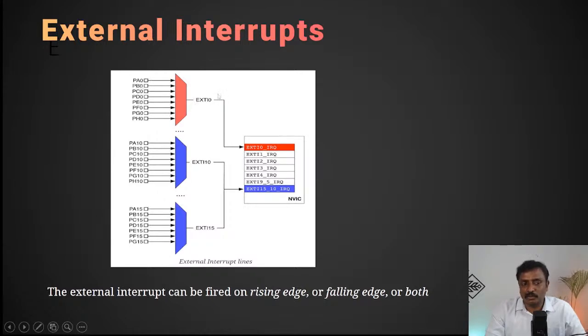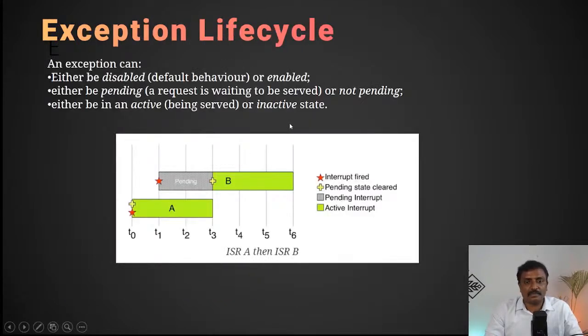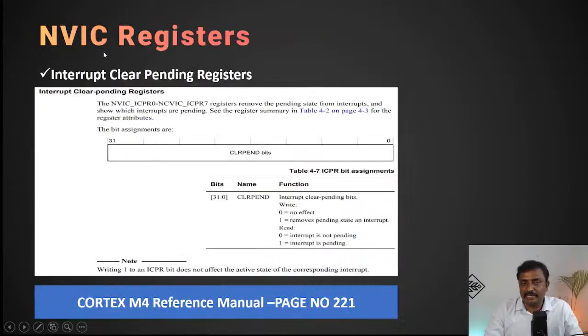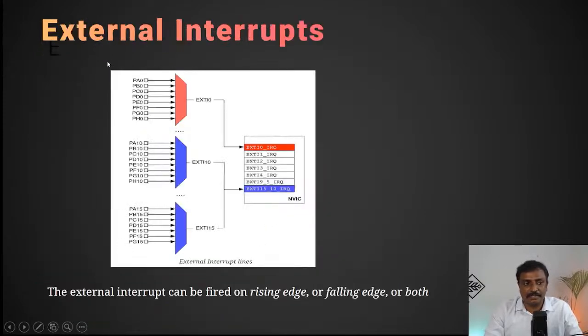It has to be triggered only via EXTI 0. If it is port A pin 10, then it has to be via EXTI 10. Like this. You can configure whether to trigger on the rising edge, the falling edge, or both. You can configure that in the registers. This will be very clear once we go through the program, how EXTI works and how the NVIC registers work. Don't worry.